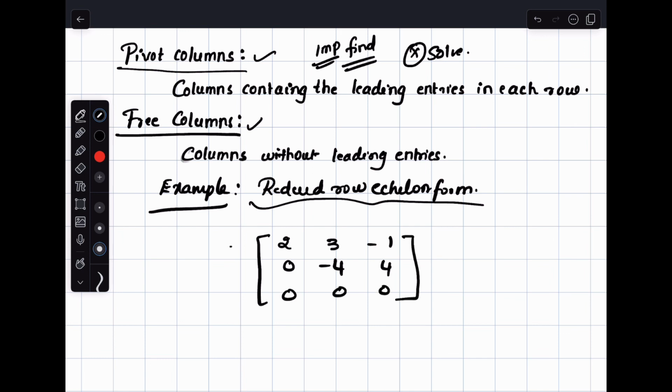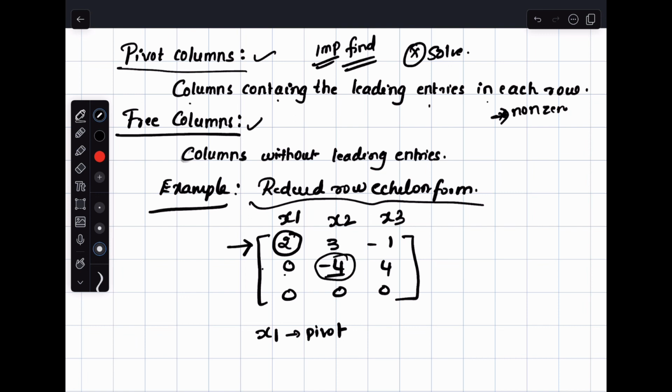See here, the first row, first element is 2, so it is a non-zero element. What does it say? The columns containing the leading entries in each row, which are non-zero, and it can be 1, 2, 3, 4, or negative as well. Let us consider the columns as x1, x2 and x3. In the first row, the first column is non-zero, so x1 is a pivot.